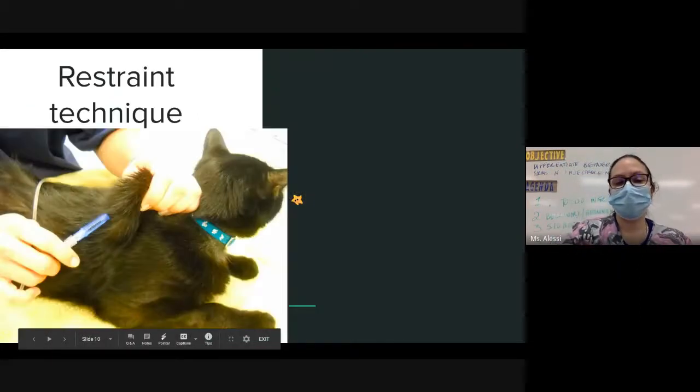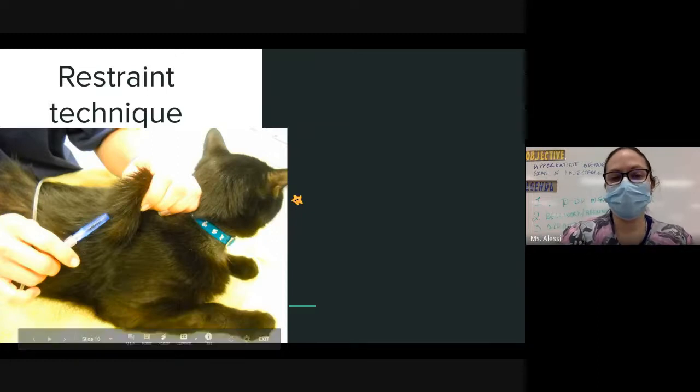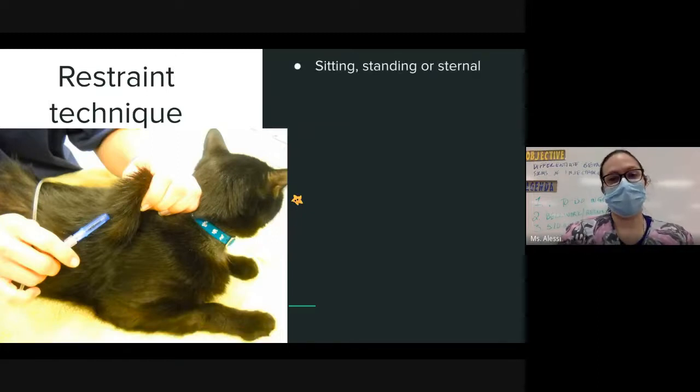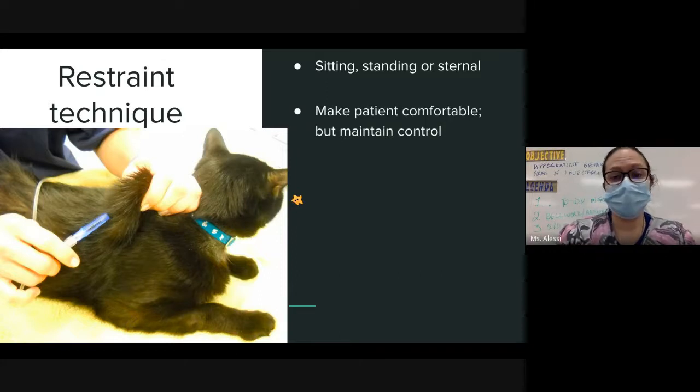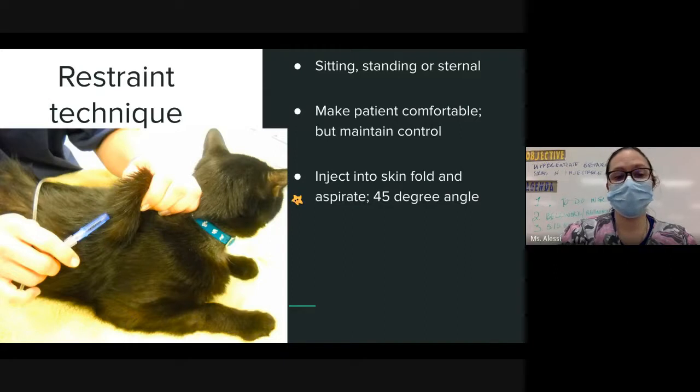All right. So when we're giving a subcutaneous injection, we restrain the animal. Depending on how comfortable it is, it can be sitting, it can be standing, it can be sternal, right? So supporting its chest. Definitely make that patient comfortable, but maintain control. With your cats, especially, less is more. Your dogs, you might need to be putting them in a pretty big restraint. And then you're going to inject in that skin fold and aspirate.